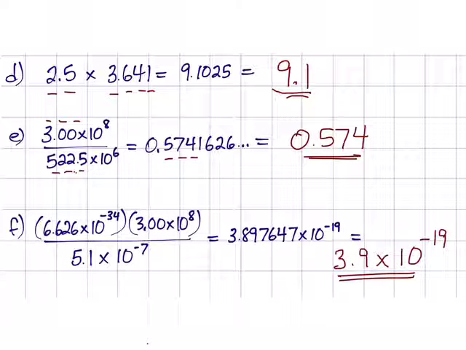So that was a quick tutorial on rounding off answers for addition, subtraction, multiplying, and division. For addition and subtraction, focus on the number of decimal places, and for multiplying and dividing, focus on the number of significant digits when you're rounding off your answers.